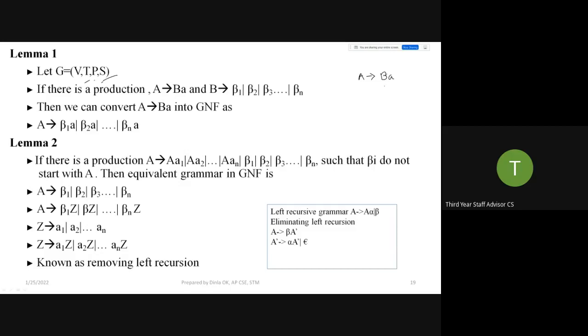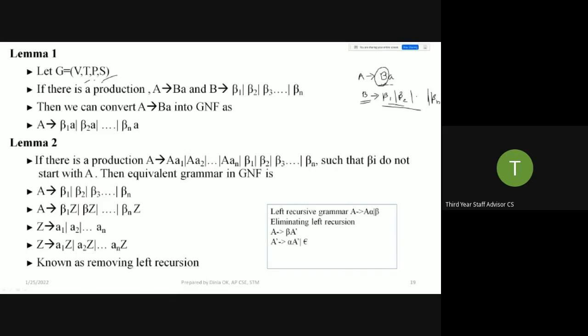Then how can we convert it into Greibach? This is not in Greibach because first we have a non-terminal, which is not possible in Greibach normal form. So what do we have to do? We have to replace this non-terminal with the right-hand side of the productions of B. If we have a production of the form B implies beta 1, beta 2, etc., beta n, where the betas are combinations of terminals, we can replace this non-terminal in the first production with this production.